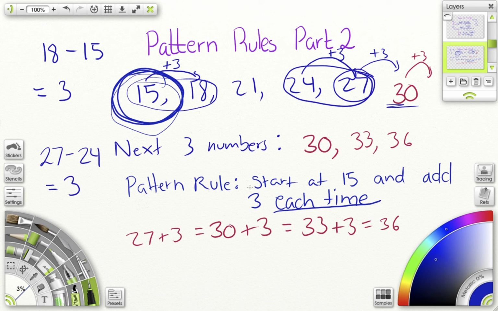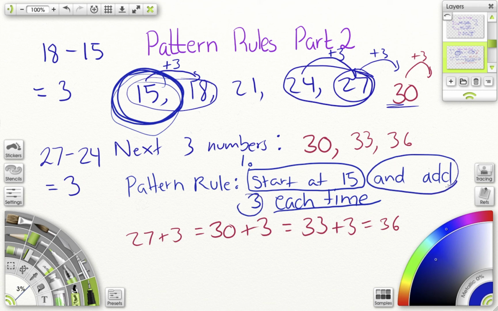So the first part of this rule is, what number do you start at? And then, what do you do to this number? In this case, I add 3 each time. So the first part is start at 15: what number do you start at? The second part is, what do you do to it? How much do you add? How much do you subtract?